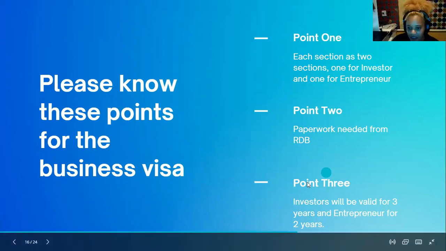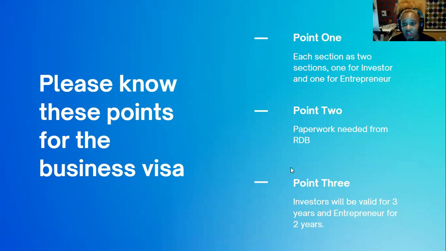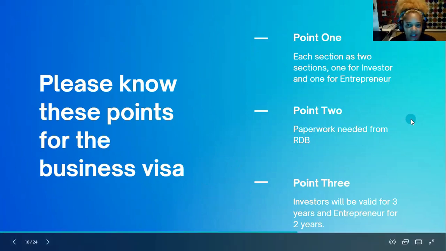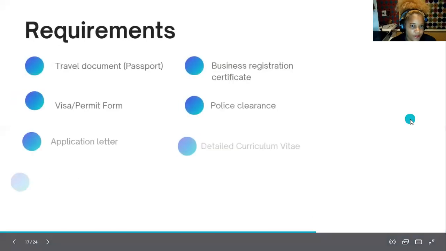The third point is once you get your visa, investors will be valid for 3 years, and an entrepreneur is going to be valid for 2 years. So that's something that's really different and unique, that the years on these visas are different. Investors, 3 years. There you go. Entrepreneur, 2 years.